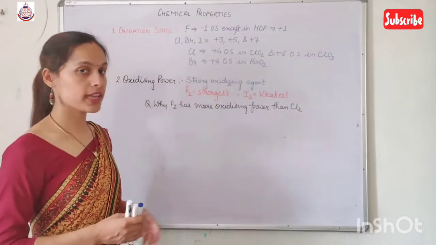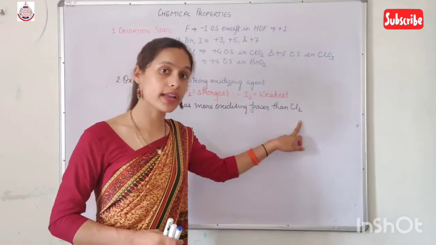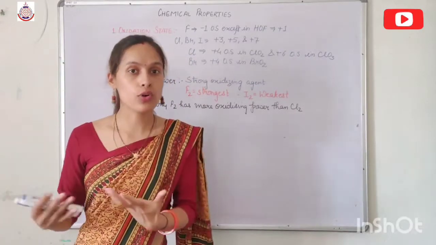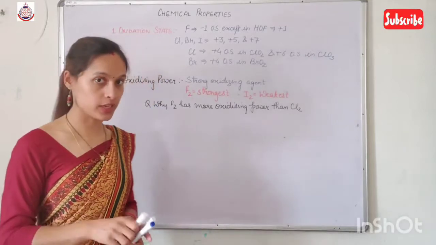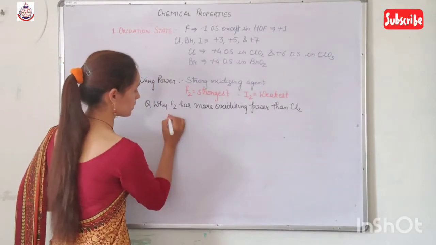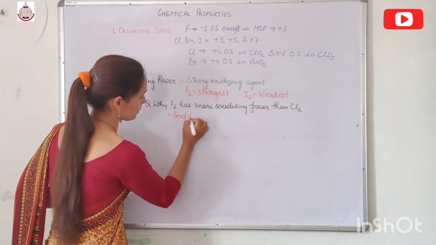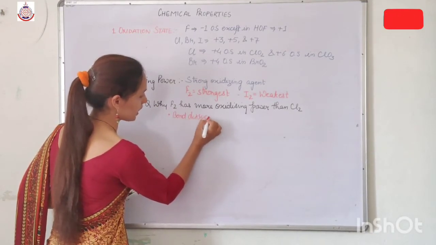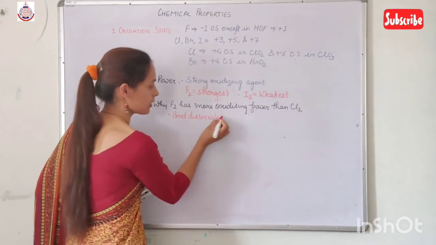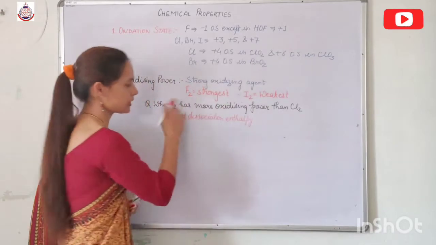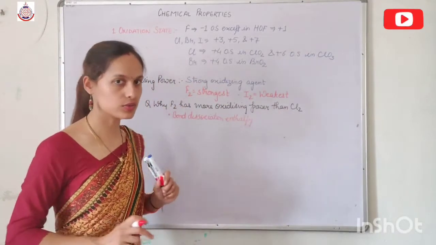Though the electron gain enthalpy of Cl2 is more negative than that of fluorine, still F2 has a strong oxidizing power as compared to chlorine. The first reason is bond dissociation enthalpy. The bond dissociation enthalpy of F2 is smaller than that of Cl2, so we can easily break the F2 bond as compared to Cl2.